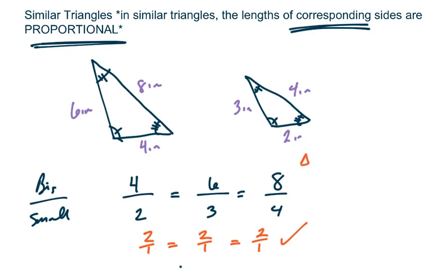So I would name it triangle ABC is similar to triangle, I have to be careful, I have to match it up, ABC. So I would have to say DEF. And we're saying they are similar, which means corresponding side lengths are proportional.